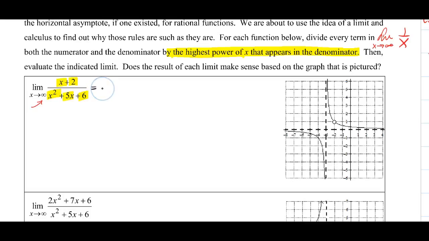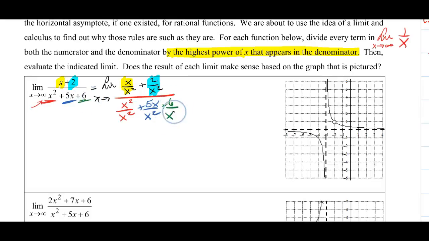And we'll do that the long way this first time, and then we can do it a little bit more slowly next time. But my highest power here is x squared, so I'm going to rewrite this limit and write every term over x squared. So these are these two terms. This came from here. This came from here. And then this one is x squared over x squared. This one is plus 5x over x squared. And this one is plus 6 over x squared.